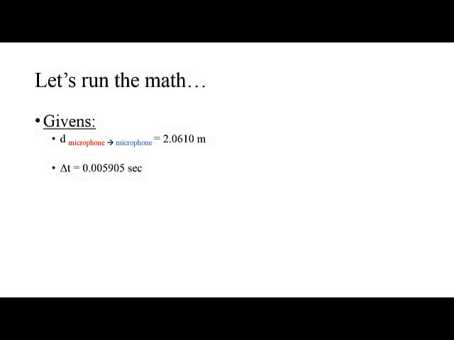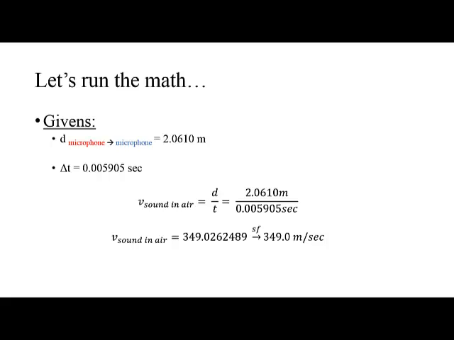Okay, well this is how I did it. I know that velocity is also distance divided by time. And so I replaced distance with 2.0610 meters, and I replaced time with 0.005905 seconds. When I did the math, I found that the velocity of sound is 349.0262489. Then if I apply significant figures, I got 349.0 meters per second.